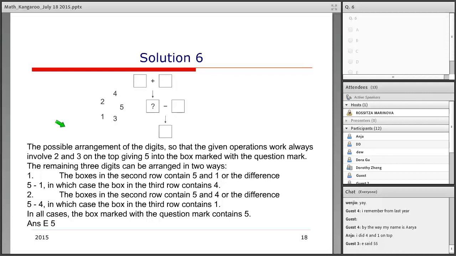Now I'm glad that Anja brought up 4 and 1 on the top. So herein you can have 2 and 3, or you can have 4 and 1. So that's a very good approach also. Okay, so if no concerns, let's move on to question number 7.